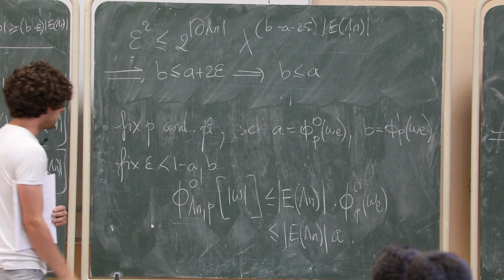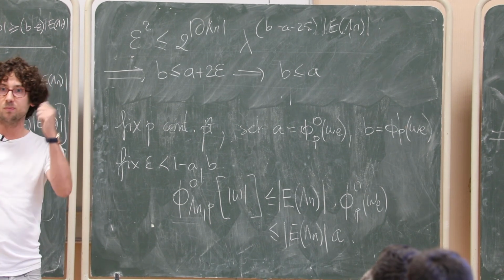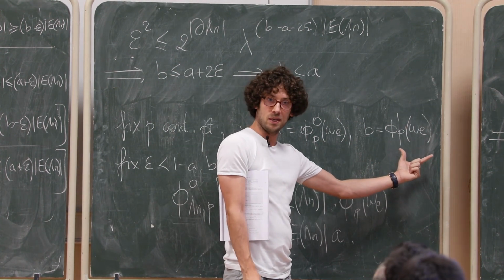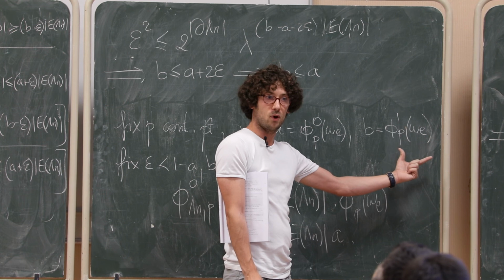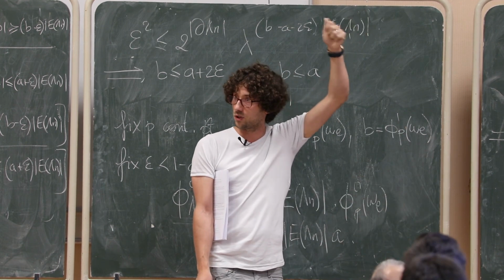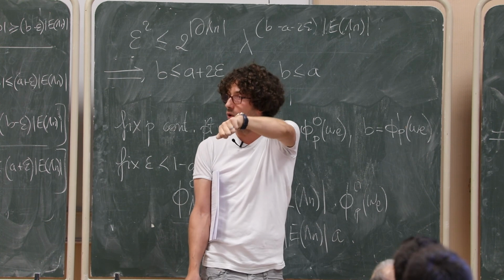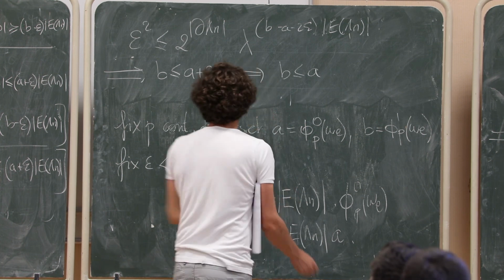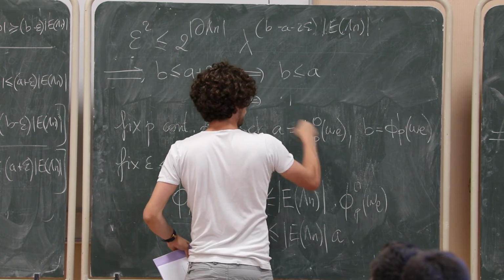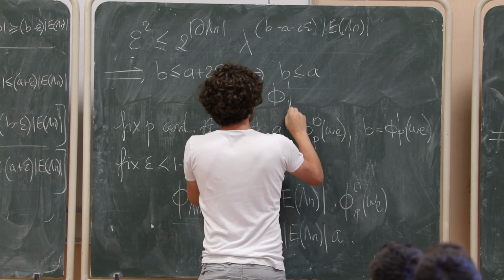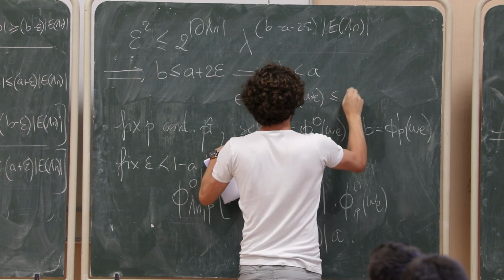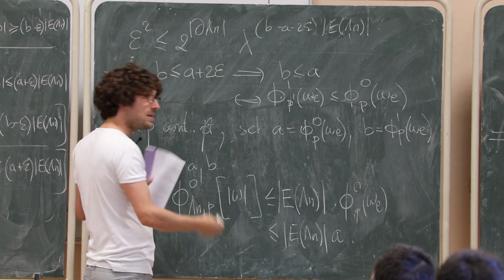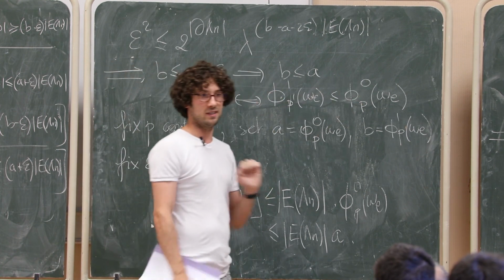So what did I just prove? I took p prime smaller than p, and I proved that for any p prime smaller than p, the probability of being open for the wired boundary condition, for the one boundary condition, is smaller or equal to the probability of being open for the free boundary condition above. Right? So this is exactly equivalent, by the definition, to phi 1 p prime of omega e smaller or equal to phi 0 p of omega e. So for any p prime smaller than p, we have this inequality.